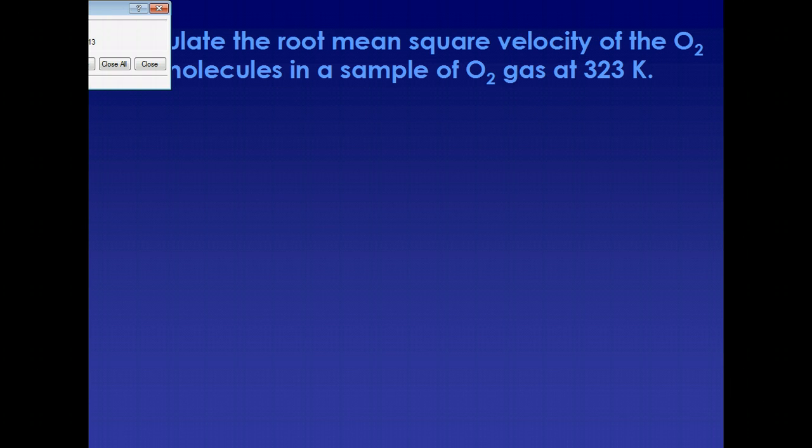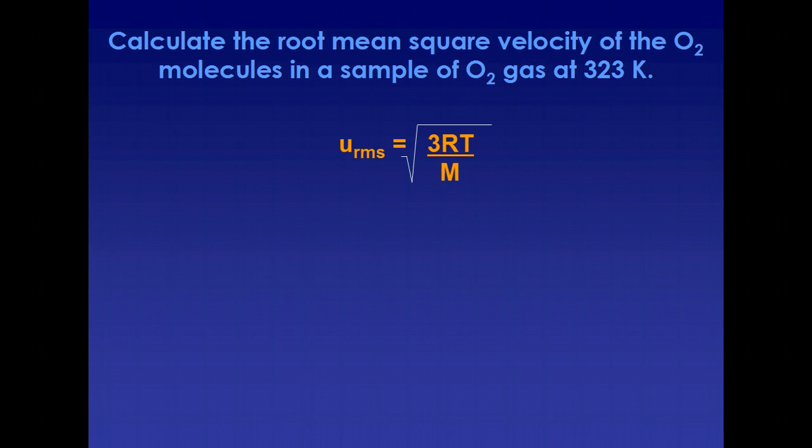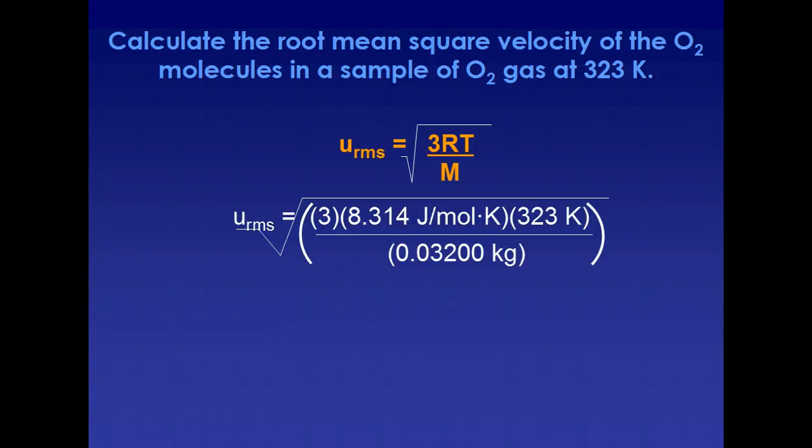To calculate the root mean squared velocity, we're going to use the equation that I showed you before the previous example. We do need to know what sample we have, or what the composition is of our gas, to solve for this, since the gases travel at different speeds depending on their mass. So we know our constant and our temperature, 323 Kelvin. The molar mass of oxygen is 32 grams.